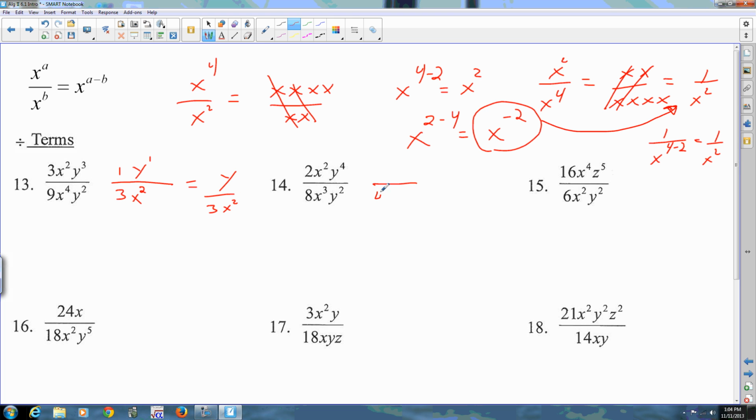2 over 8 is 1 over 4. Do I need the 1? No, not unless there won't be anything left upstairs. There's more 3's or more x's on the bottom. 3 minus 2 is x. 4 minus 2 is y squared.